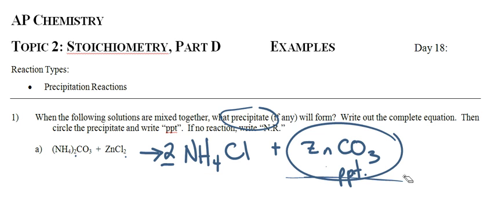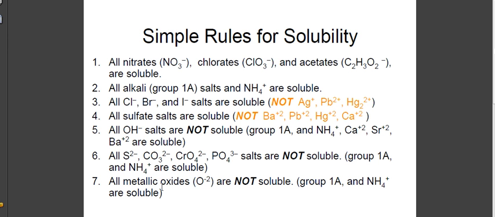Okay? So since we have a reaction here, and we can have more than one precipitate, it's just not very good chemistry to do that, but you could. We want to circle the precipitate and then write PPT. Okay? All right, now let me go and finish the rest of these.